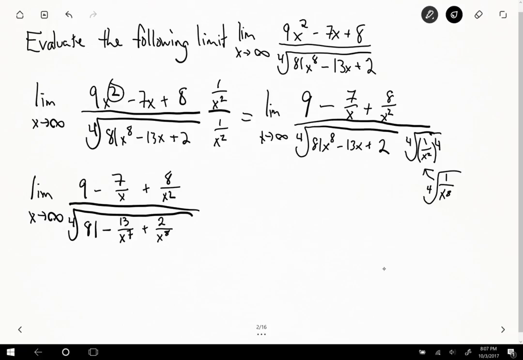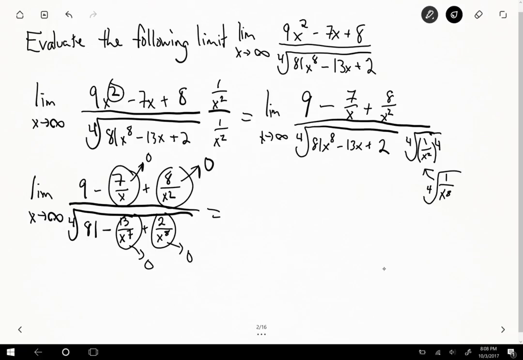And now we're ready to proceed with actually evaluating this limit as x approaches infinity. So what we have is 7 over x, the limit as x goes to infinity of that thing. So this piece will go to 0, because as x gets really large in the denominator, the 7 really won't matter much. So that whole thing goes to 0 as x goes to infinity. 8 over x squared as x goes to infinity, that goes to 0. 13 over x to the 7th, and remember the x is in the denominator, so that takes that whole thing to 0, and 2 over x to the 8th, that will take that whole piece to 0.